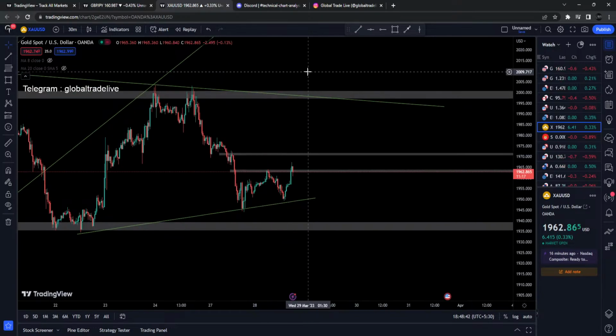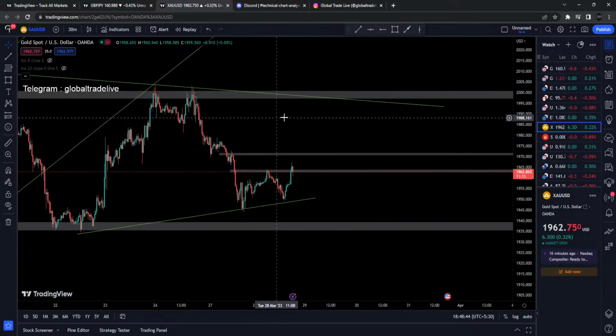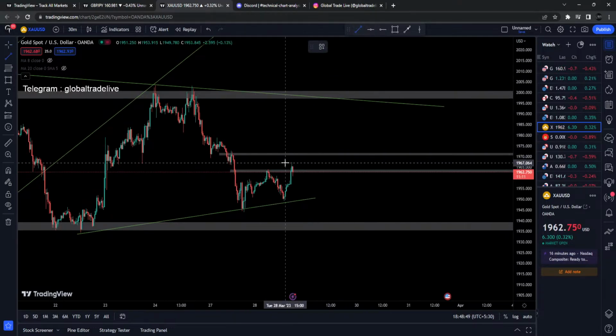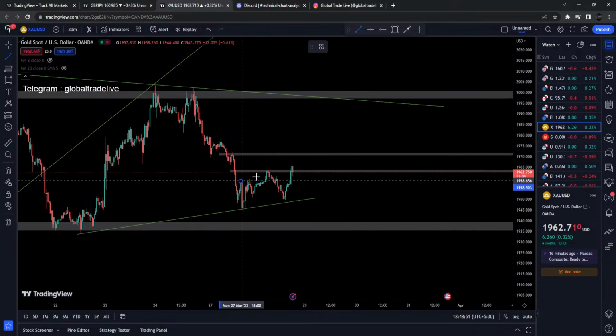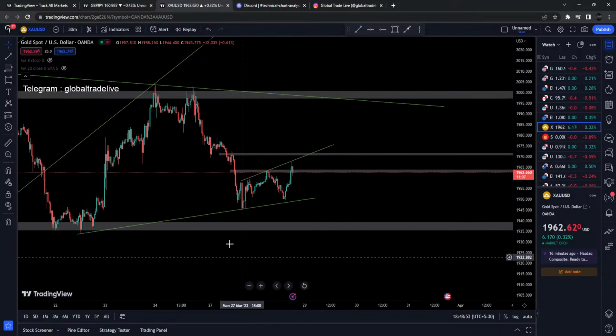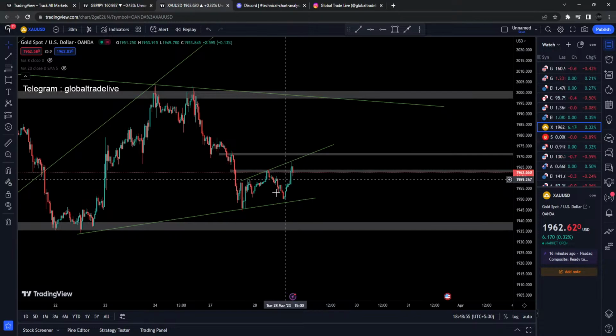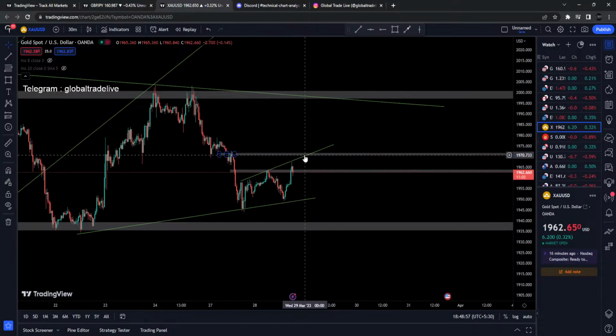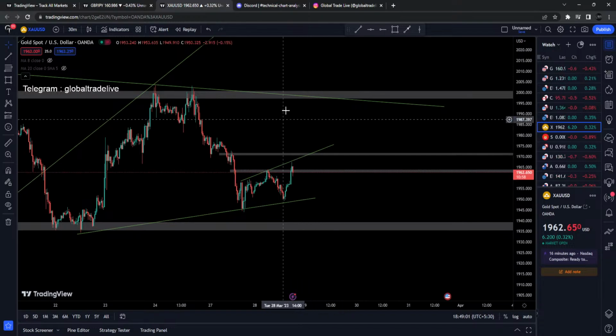So we might have a bullish move coming in if we talk about gold. Then if we talk about the small time frames, we might see some sort of retracement before going up.